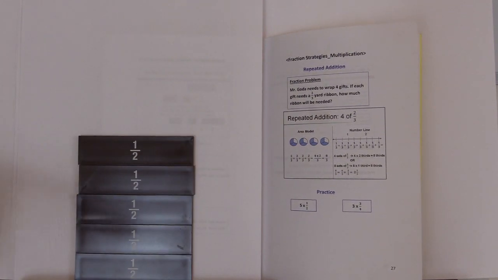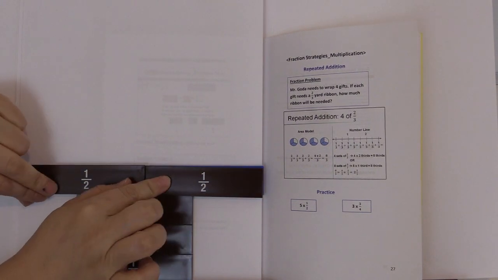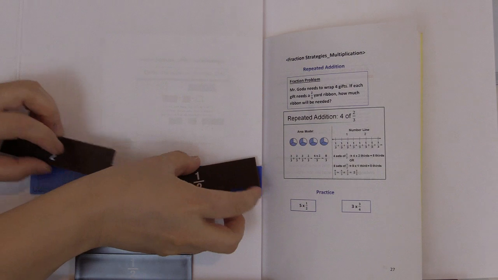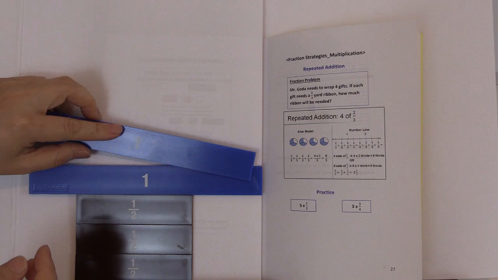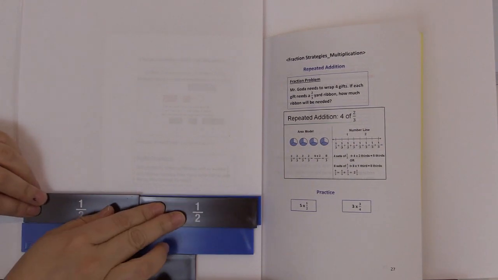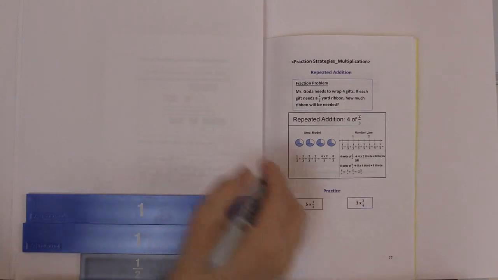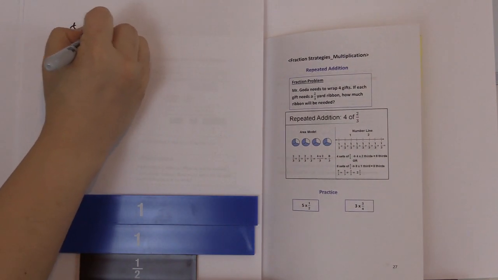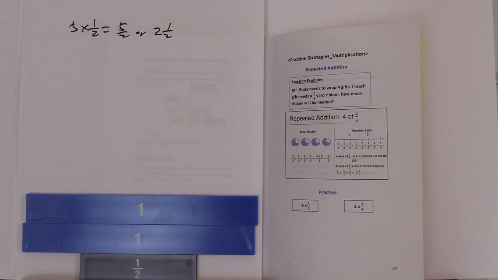And then I know that 1/2 and 1/2 makes 1 whole, right? The same area here, 1 whole. And another 1/2 plus 1/2 is going to make another whole. So I create 2 wholes. So my answer is going to be 5 halves, or 2 and 1/2. So 5 times 1/2 is 5 halves, or 2 and 1/2.